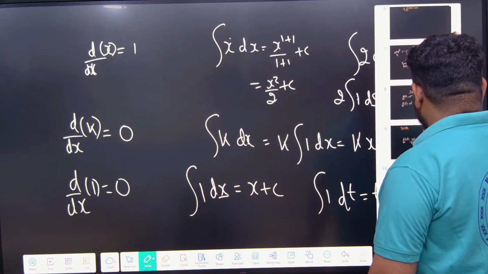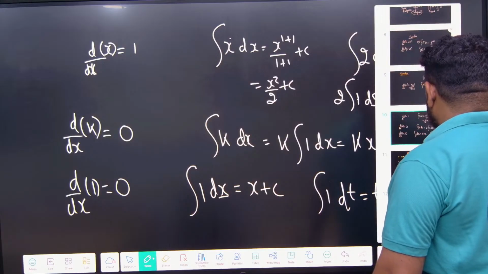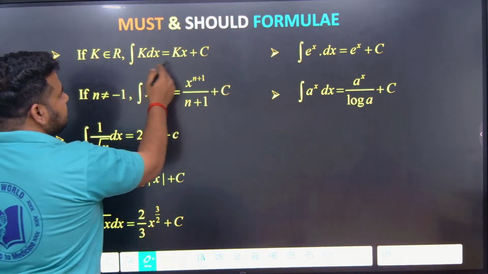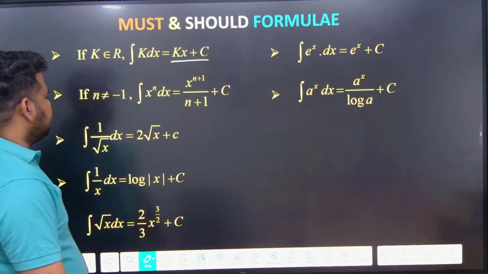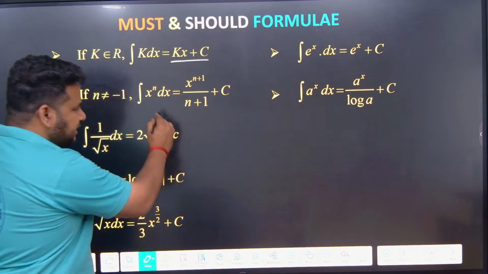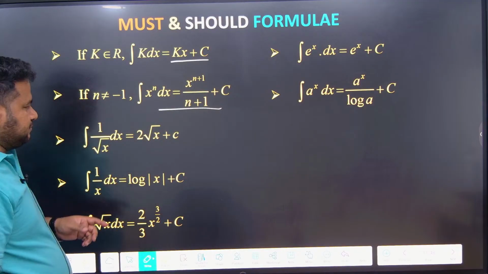Now, based on this formula, let us go to some more examples, or let us see the formulas here. The integral of k dx, k is a constant, it will become kx plus c. The integral of x to the power of n dx is x to the power of n plus 1 by n plus 1 plus c, I told you already. Here n must not be equal to minus 1. Why? I will tell you.